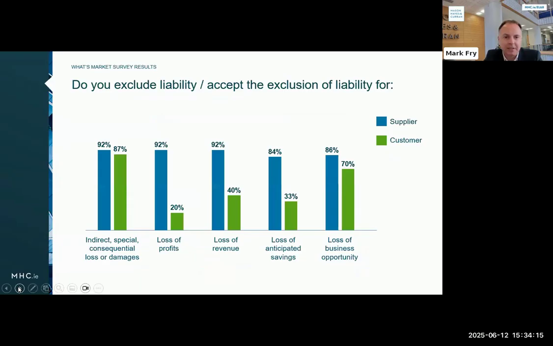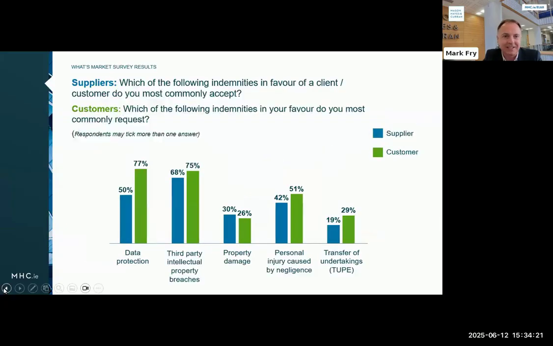So yeah, we might just keep on indemnities for a section. Just to sum up, what are the key takeaways from that data? Just back to the previous slide, please, indemnities. One thing to keep in mind there is that there's very much a close alignment if you look at the green and the blue for third-party IP, property damage, personal injury, and TUPE indemnities. For those types of issues, there's really not huge gaps between the suppliers and the customer positions on the types of indemnities that they're prepared to accept and look for.